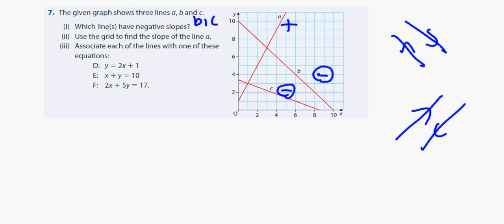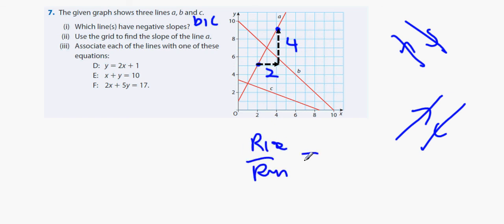Use the grid to find the slope of A. So let's find the slope of A. Find two points on A. That looks like a nice point there. This looks like a nice point here. And we're just going to count across what each one is. So we go across and up for A. The run is going to be worth 2, and the rise is worth 1, 2, 3, 4. So rise over run, 4 over 2. Slope is 2.